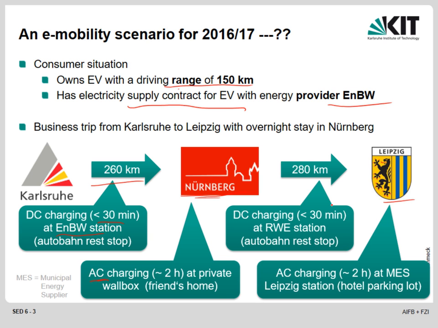And then you drive on, and there's another charging station at an Autobahn rest stop operated by RWE, a different provider. And you get to Leipzig, stay there again at a hotel parking lot, and you have again AC charging. Now this has to be possible. You need to communicate, and for that you need protocols. And we'll tell you a little bit about the protocols that we need to make that possible.